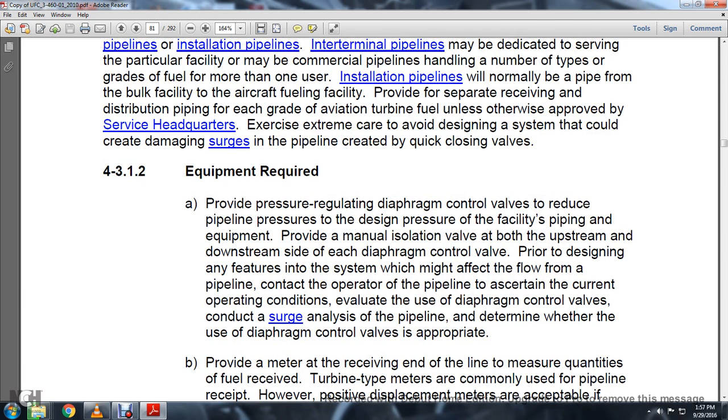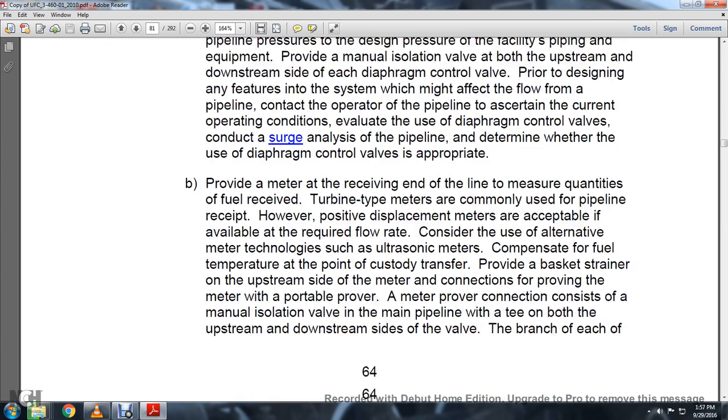4.3.1.2 Equipment required. Provide a pressure regulating diaphragm control valve to reduce the pipeline pressure to the design pressure of the facility piping. Provide a manual isolation valve on both the upstream and downstream side of each diaphragm control valve. Prior to the design, identify any features in the system which might affect the flow of the pipeline. Contact the operator of the pipeline to ascertain the current operating conditions. Evaluate the use of the diaphragm control valves by conducting a surge analysis of the pipeline to determine whether their use is appropriate.